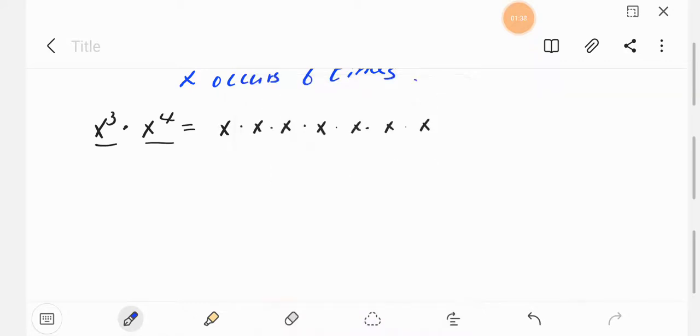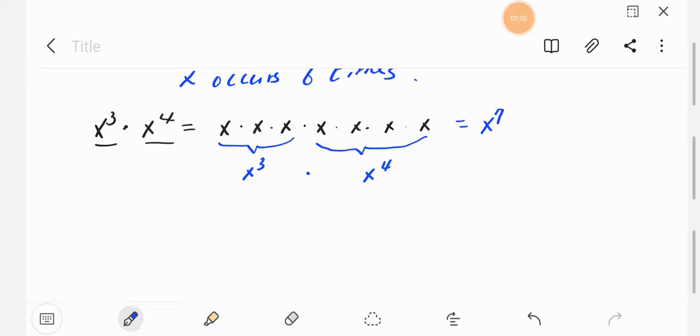So if we separate it, this is the first part and this is the second part. This is x cubed, and this is x to the 4th power. So how many x's are multiplied? x is multiplied how many times? 7 times, isn't it? x to the 7th power.